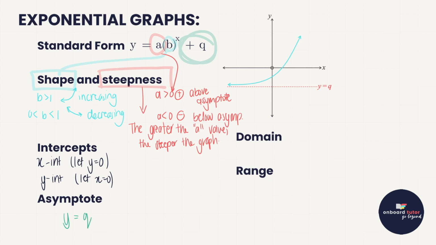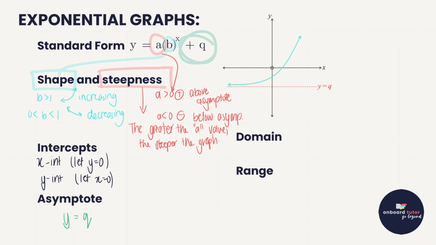Okay, so our equation is a wealth of knowledge. x in the exponent. a tells us about how steep the graph is and whether it sits above or below the asymptote. b tells us whether we are dealing with an increasing or a decreasing graph. And the q value tells us where the asymptote is.